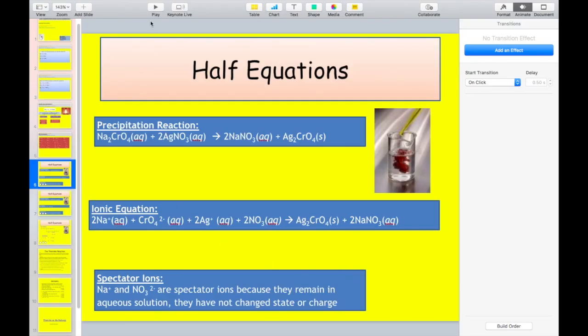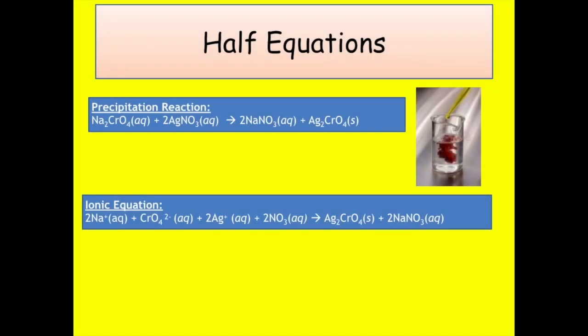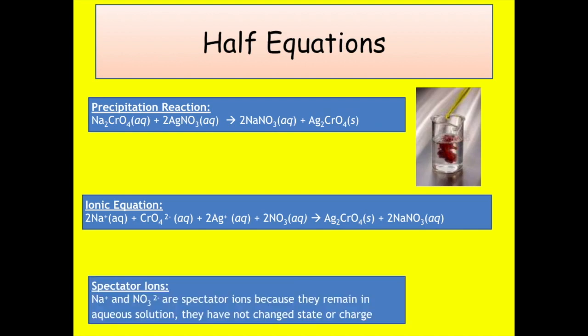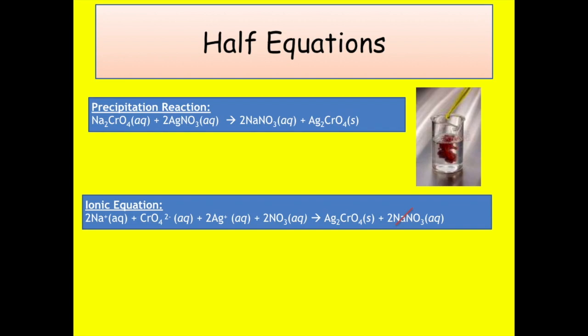Now the first thing that we're going to have to understand about this is that we've got spectator ions. Spectator ions are ones that do not change their state from aqueous to solid. So sodium, it's aqueous there on the right hand side of the equation. Nitrate is aqueous on the left, as is nitrate aqueous on the right. So they're not changing their state. Sodium there, that's also aqueous on the left, aqueous on the right, no change of state.